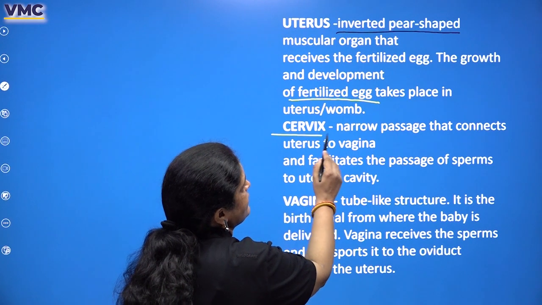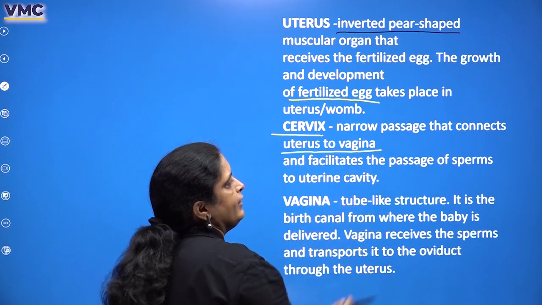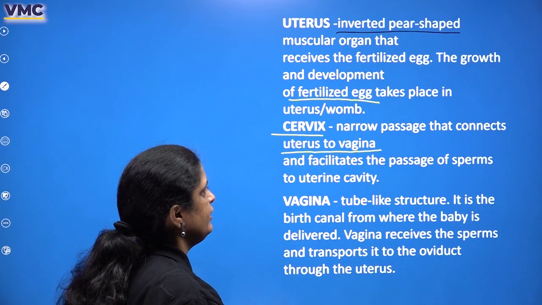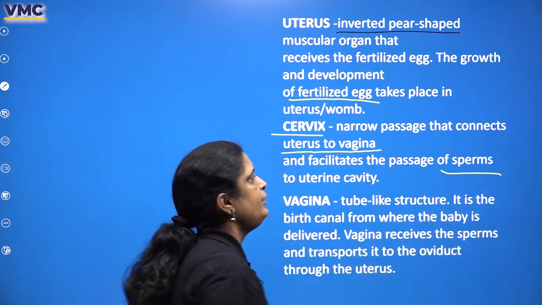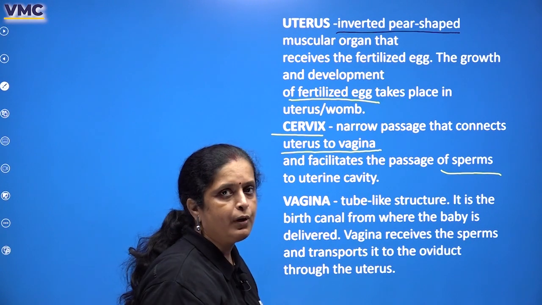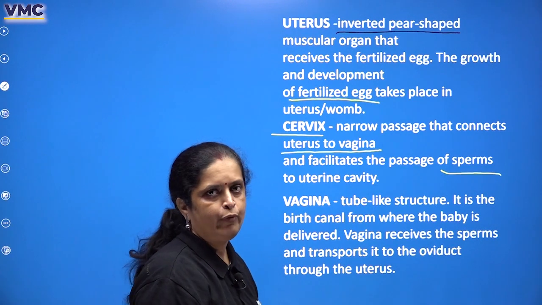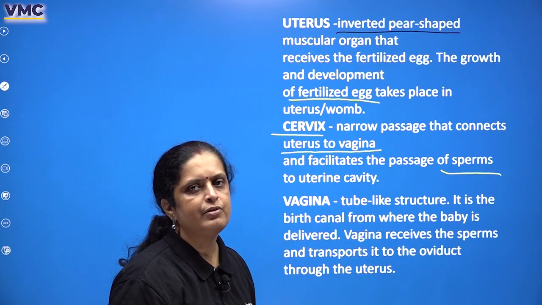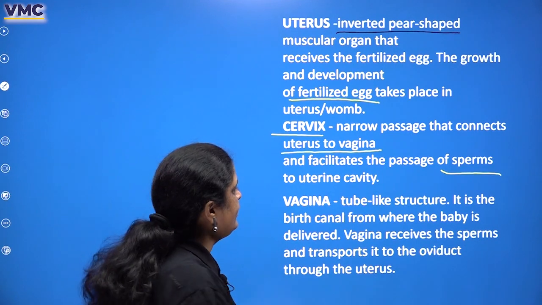Cervix. Cervix is the narrow passage that connects uterus to vagina, right? A narrow passage which connects uterus to the vagina. This facilitates the passage of sperm to the uterine cavity. Cervix ensures that the sperm are getting easy passage to the ovary, right? Not to the ovary exactly, it has to just reach the fallopian tube. So till the fallopian tube to the ovum, right?